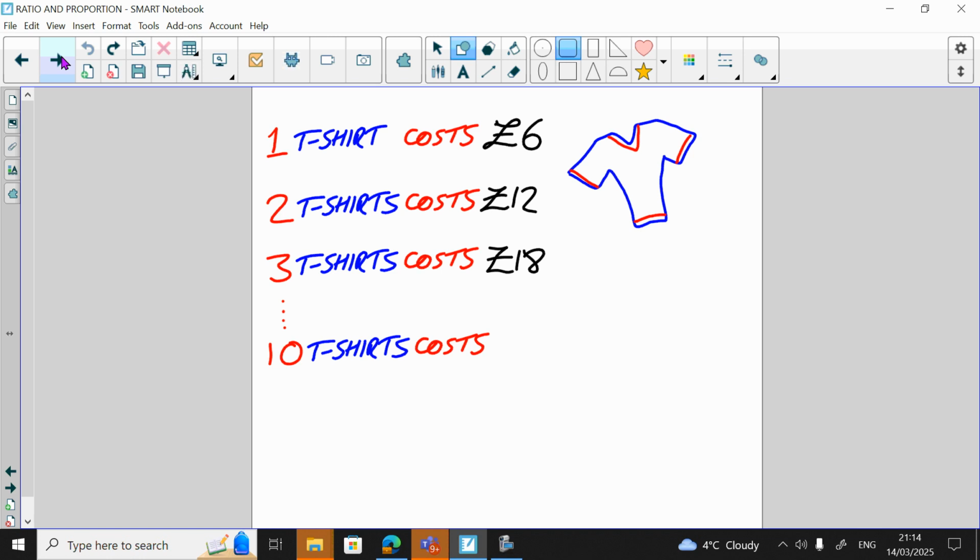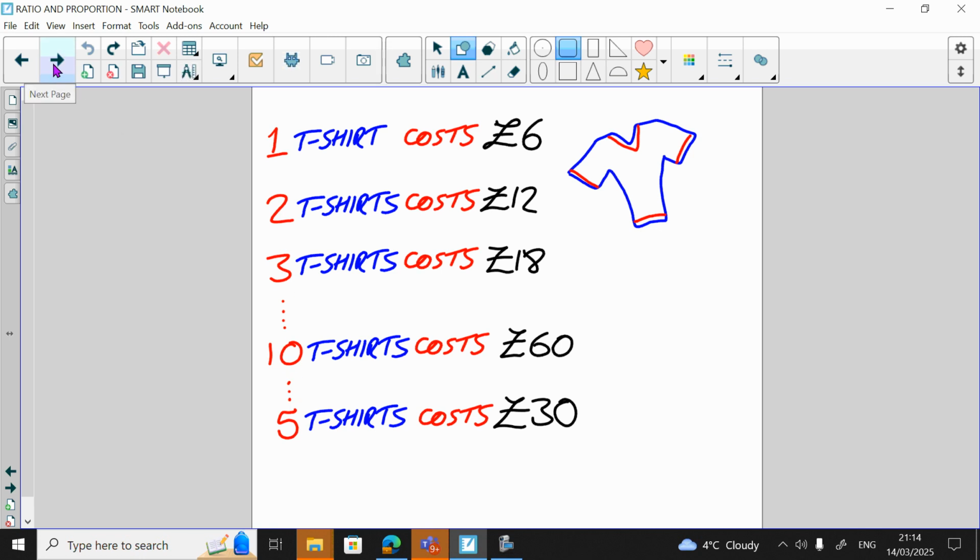So hopefully you're thinking 10 times the initial amount of 6. So what's 10 times 6? 60. Let's change it. What about 5, 5 times the initial amount? 30. So hopefully you're getting the gist of this here. It's just the unit cost times whatever the amount is. So that's what we're getting at there.